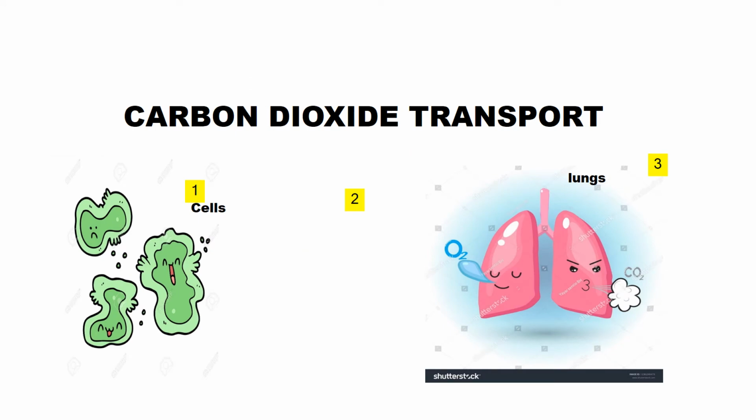The transport of carbon dioxide from the tissue cells to the lung occurs in a three-step process. The first step is production of carbon dioxide in the cell, and then diffusion of this carbon dioxide from the cell into the blood vessel. The second step is the transport of carbon dioxide in the blood, and the third step is diffusion of carbon dioxide from the blood vessel into the alveoli, and then it is exhaled out. So release of carbon dioxide occurs in the lung. So these are the three steps of carbon dioxide transport.